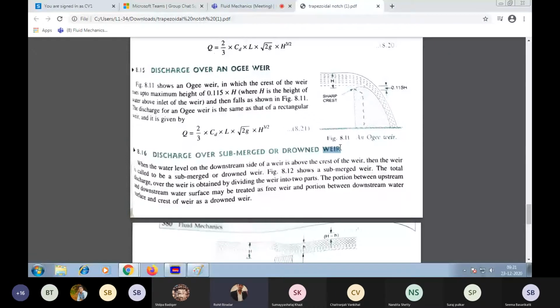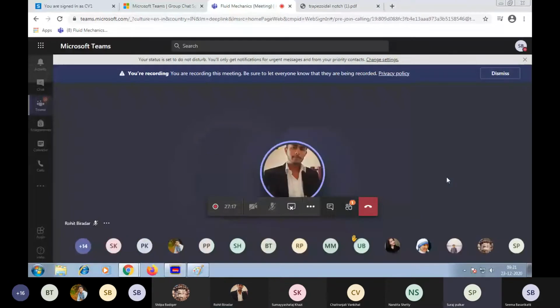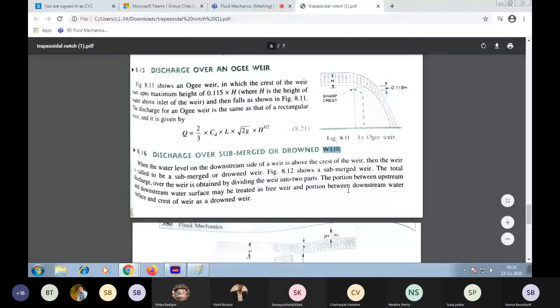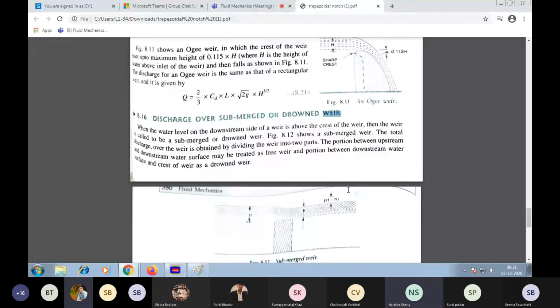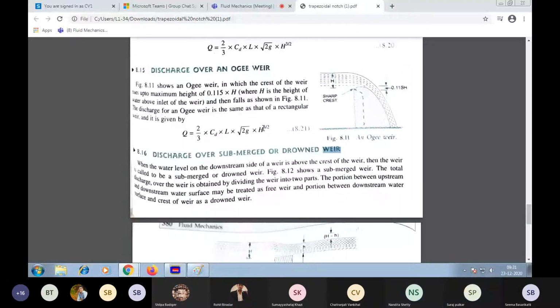Submerged, in the surface of water, ma'am. What do you mean by submerge? Completely underwater, ma'am, which is submerged in water. What is submerged in water?